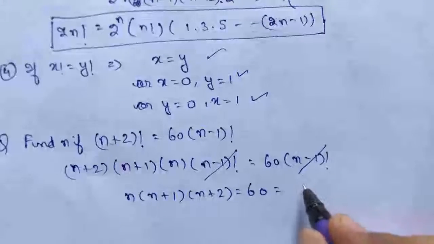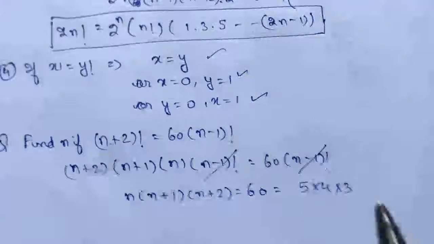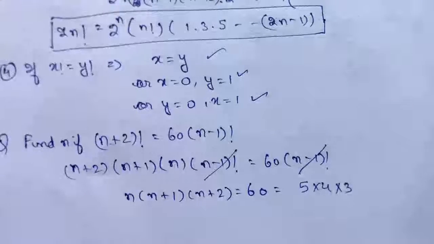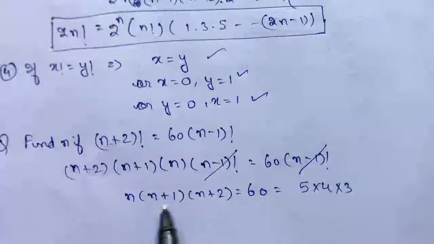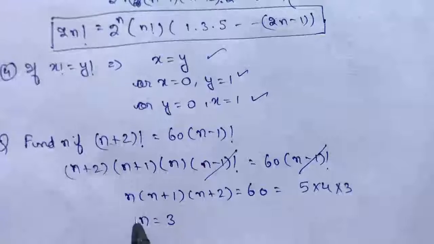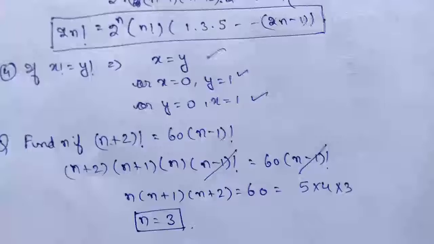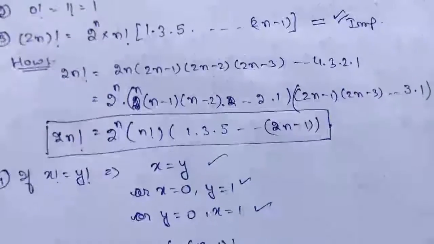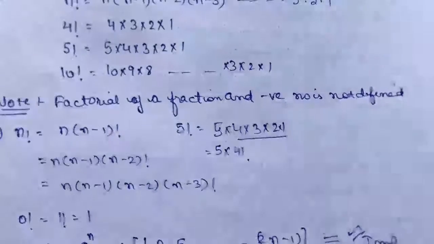Okay, now 60 could also be written as 5 into 4 into 3. Why have I written it as 5 into 4 into 3? Because there were 3 numbers, so I directly wrote 5 into 4 into 3, because these are a combination of 3 numbers that also results in 60. So from here directly we can say they are 3 consecutive numbers. So n is equal to 3 here. So simply the value of n is equal to 3. Okay, so these kinds of problems are based on the properties of the factorial notation.